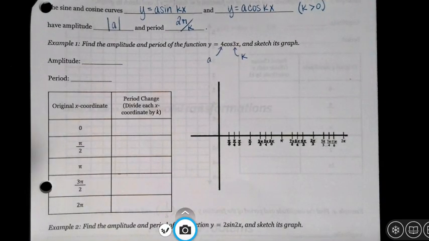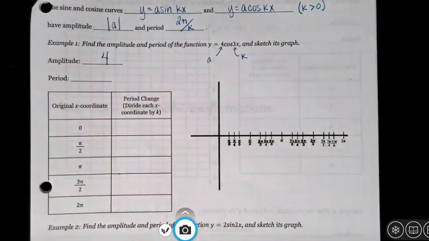So my amplitude would be the absolute value of A. So the absolute value of 4, which would still be 4. And so since we know what amplitude is now, I know and can kind of picture what the graph is going to look like. So my amplitude is 4.